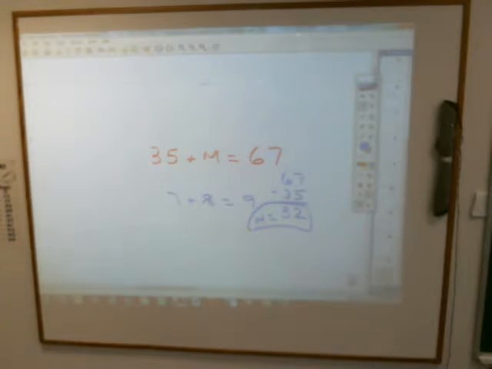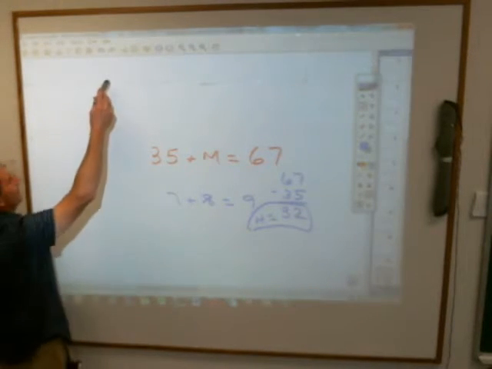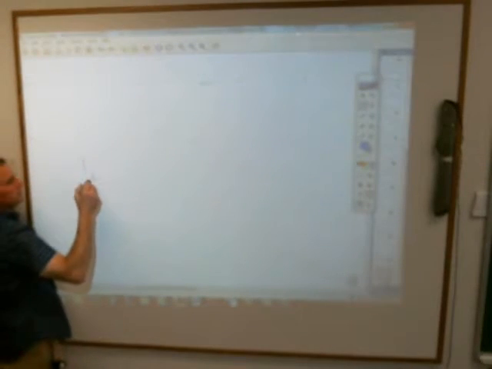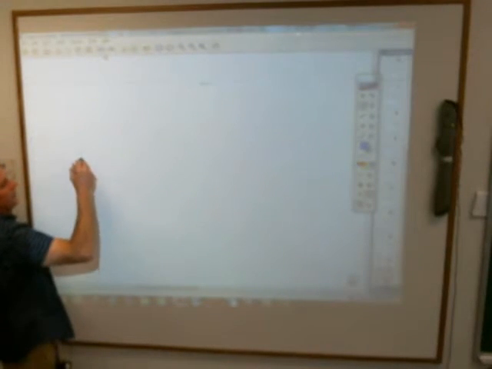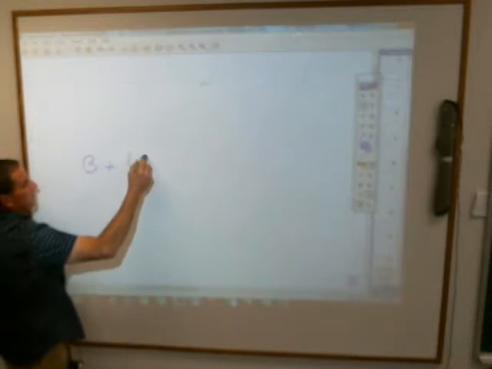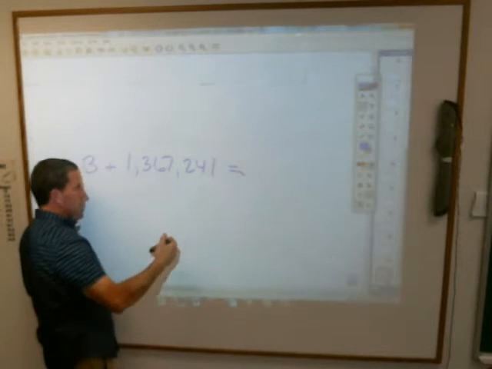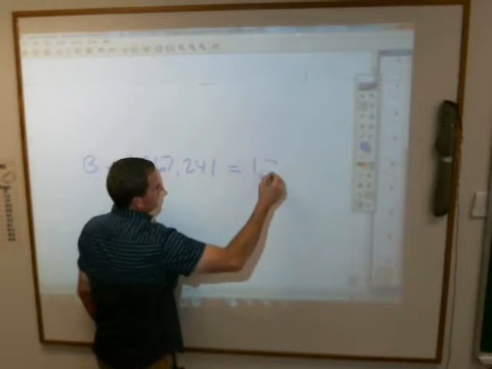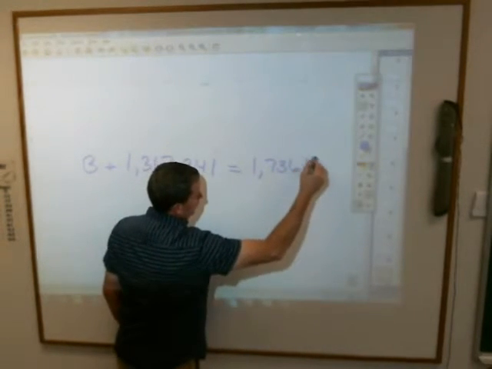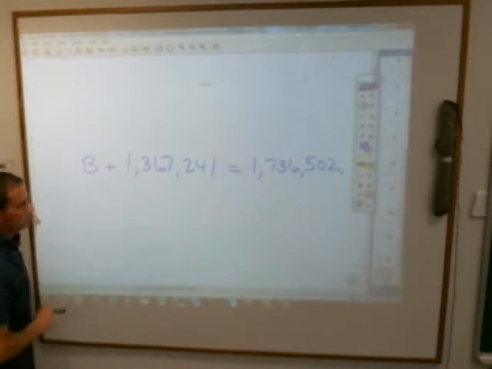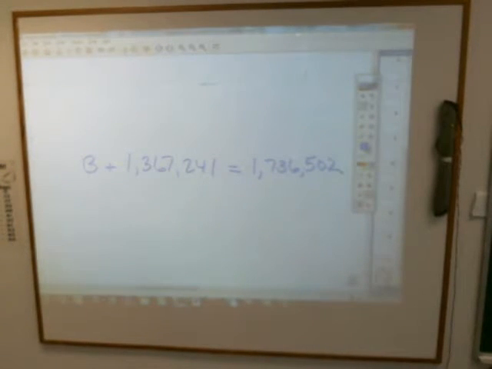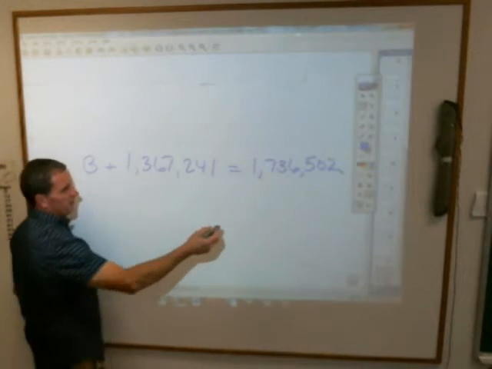And the beauty is that that works for just about any problem you could have. You could have the letter B plus 1,367,241 equals 1,736,502. And while those are great big long numbers, if you just figure out the process, am I adding or subtracting here, you can probably work with it. And I would still think of an easy problem.